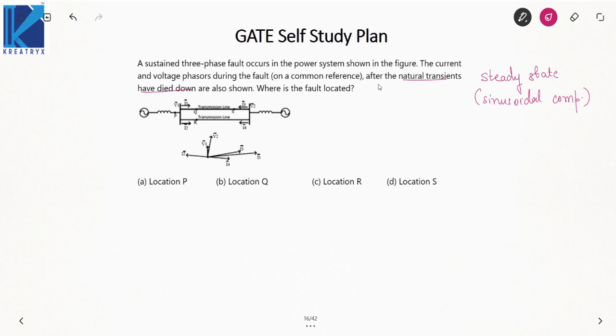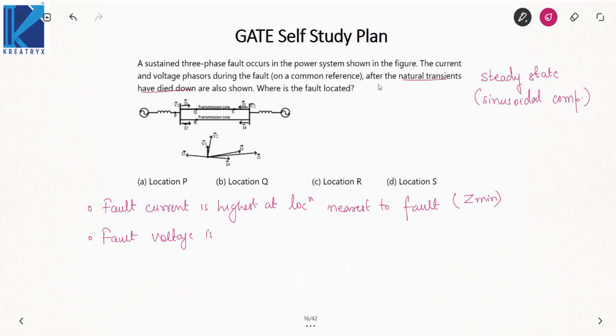So here you have to remember some basic rules. See, fault current is highest at the location nearest to the fault. Whenever you are located nearest to the fault, the current will be highest because impedance will be minimum. But the opposite case occurs for fault voltage. Fault voltage is lowest at the location nearest to the fault. Again, for the same reason, that impedance is minimum.